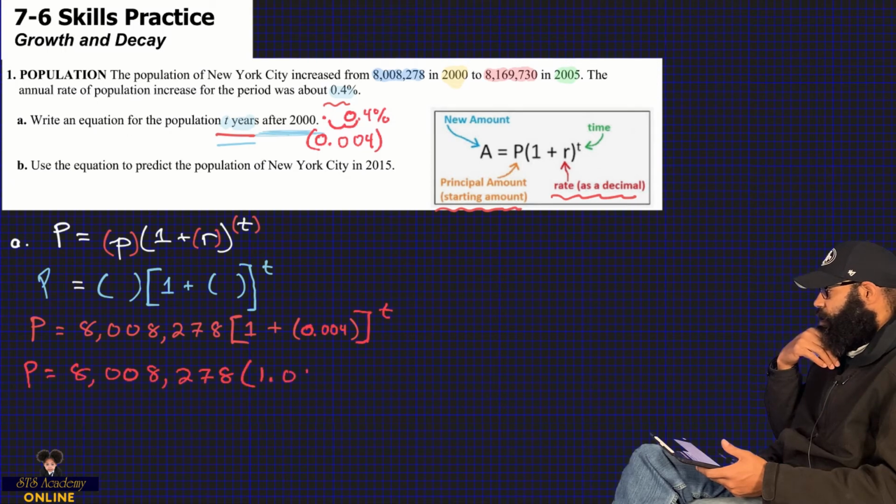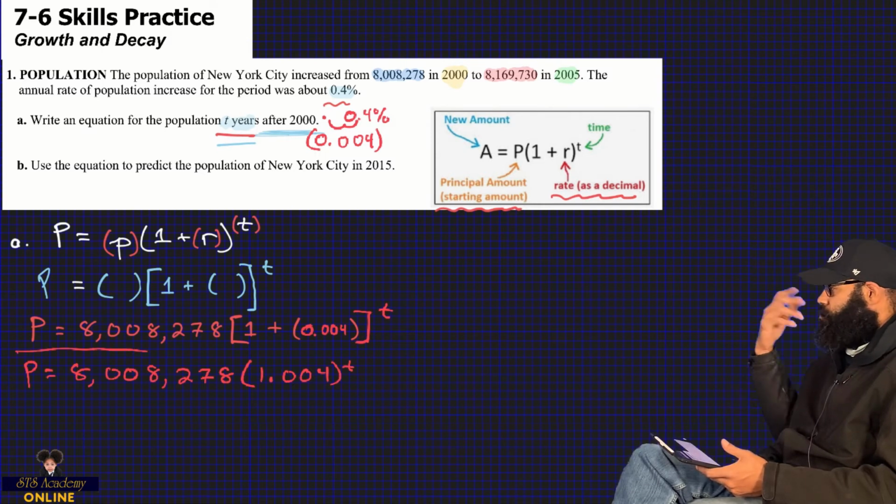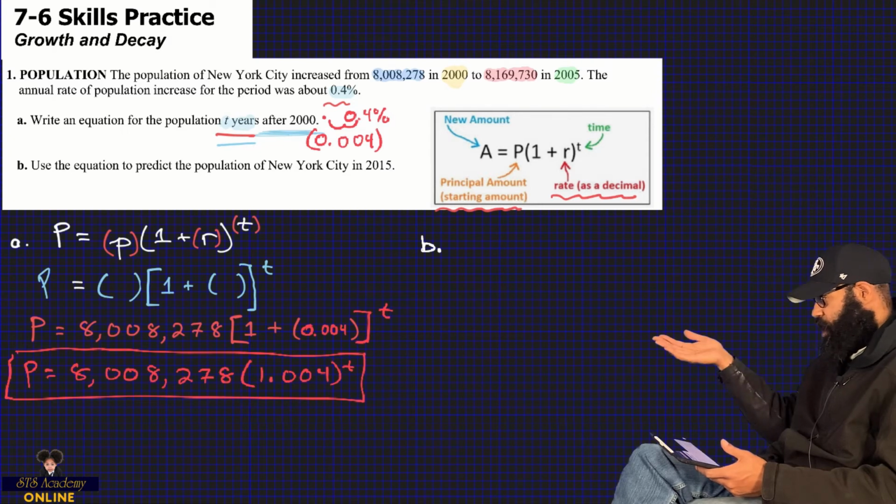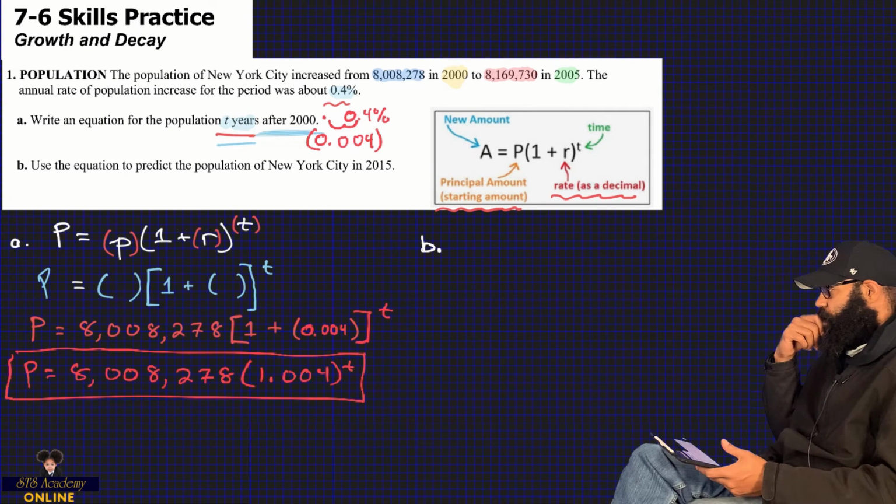Go ahead and do a little simplification if possible. But again, that's the final answer. The reason why, guys, is because the question says write an equation for the population T years after 2000. So the population will be equal to, and that's what we need that formula for. So now, of course, use the equation to predict the population of New York City in 2015.